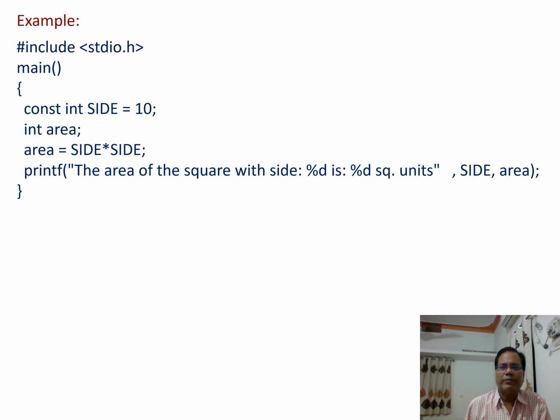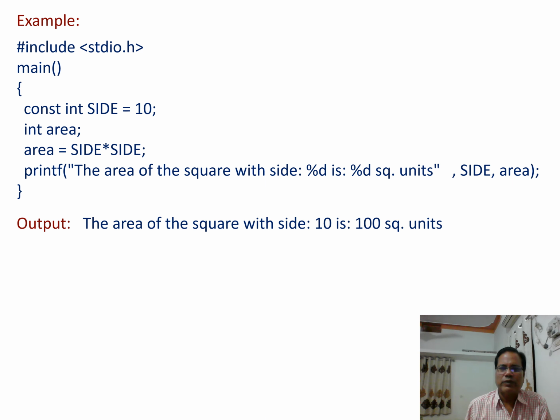Then we print using the printf statement: the area of the square with side %d. At this format specifier, the value of constant side gets printed, and then a comma and again the format specifier %d. So the compiler again searches for the variable, and here the variable name is area. So the value of this area gets printed at this point. When we run this program, we get the output like this: the area of the square with side 10 is 100 square units.